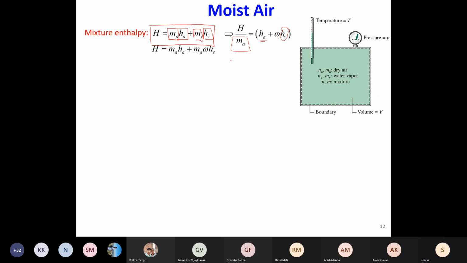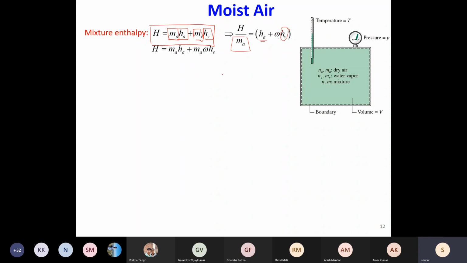So you see that the specific enthalpy of this mixture is defined again on a per unit basis of dry air and not moist air. The mass that has been divided is not the total mass, that is Ma plus Mv, but just the dry air mass.